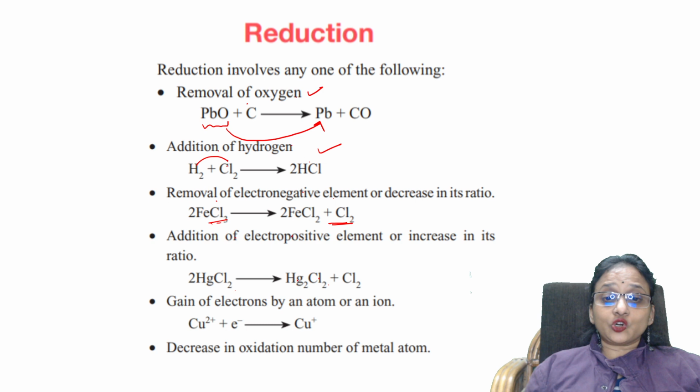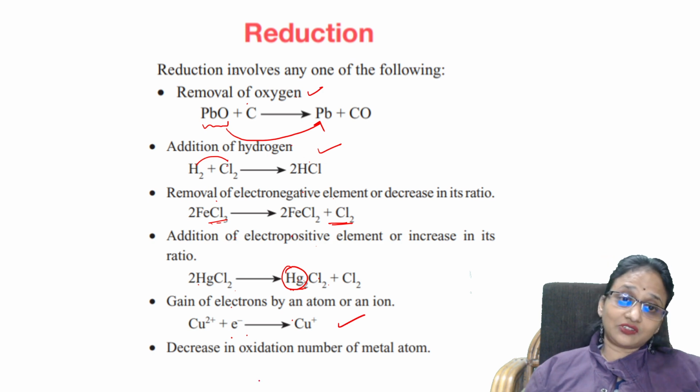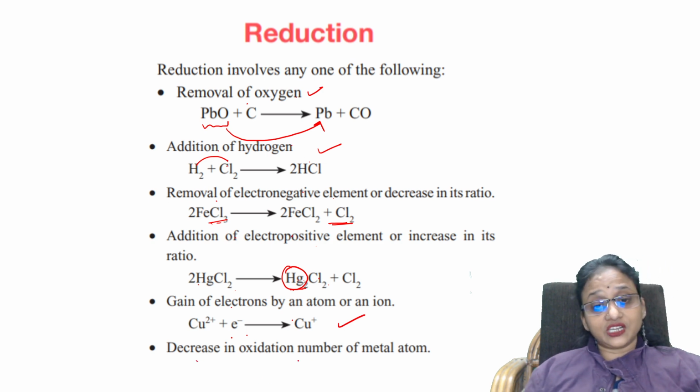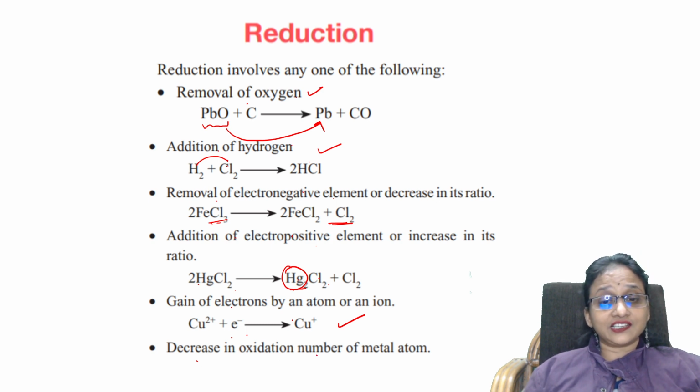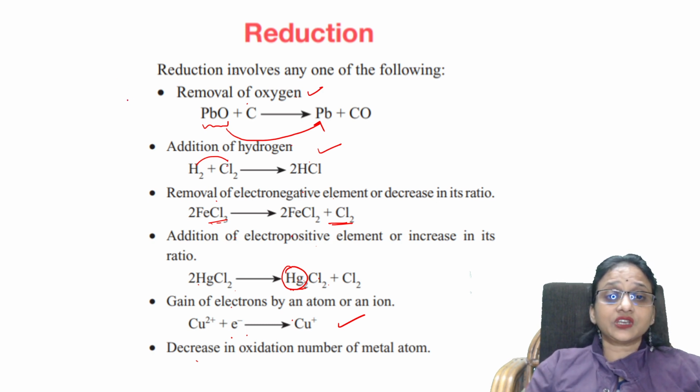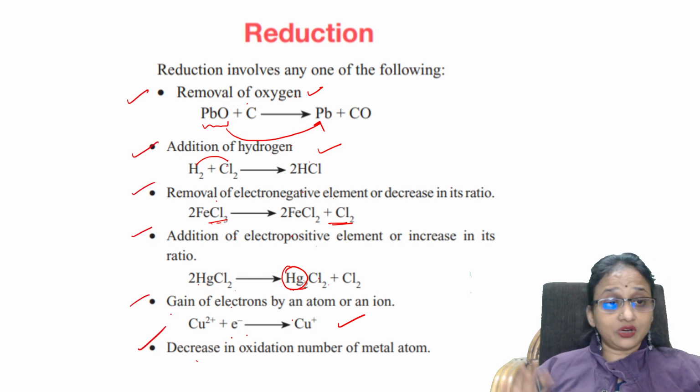Just check. Electropositive atom. Now chlorine were 2, now mercury you have added 2. So an electropositive atom you have added to this compound. Isn't it? So addition of electropositive atom, easy, that is also reduction. If something is gaining electrons, then also it is reduction. Last but not the least, decrease in oxidation number. Oxidation was increase in oxidation number, this is decrease in oxidation number. How many definitions? 1, 2, 3, 4, 5, 6. You need to remember all.